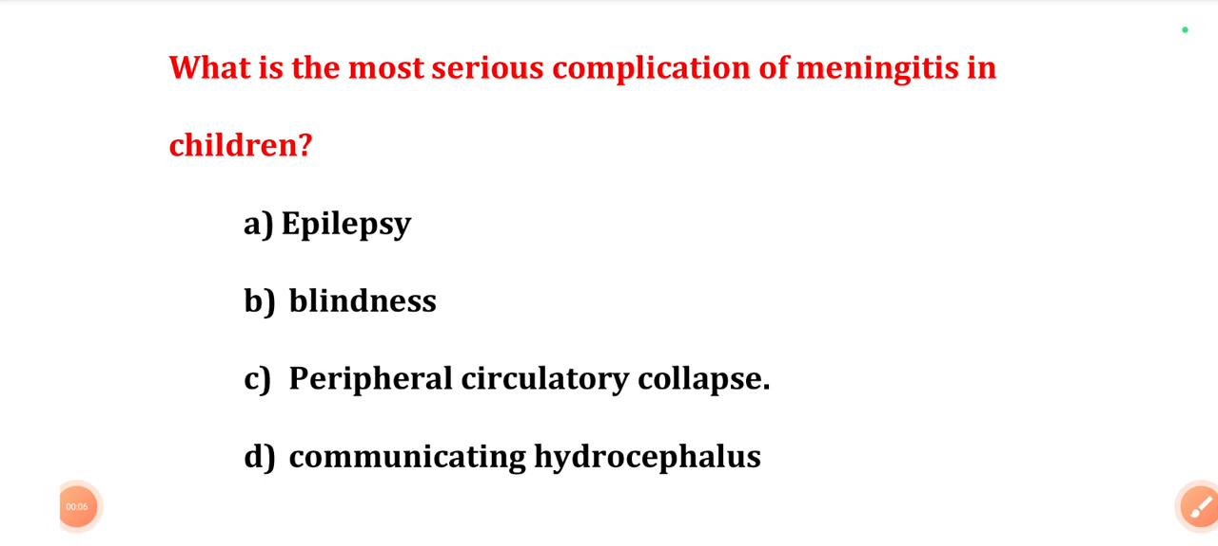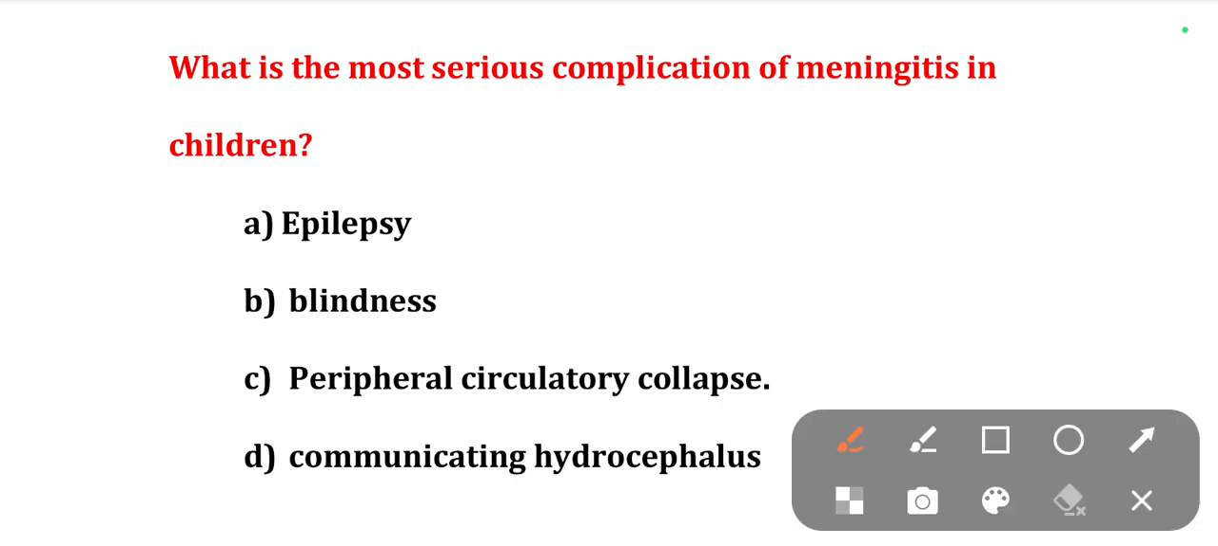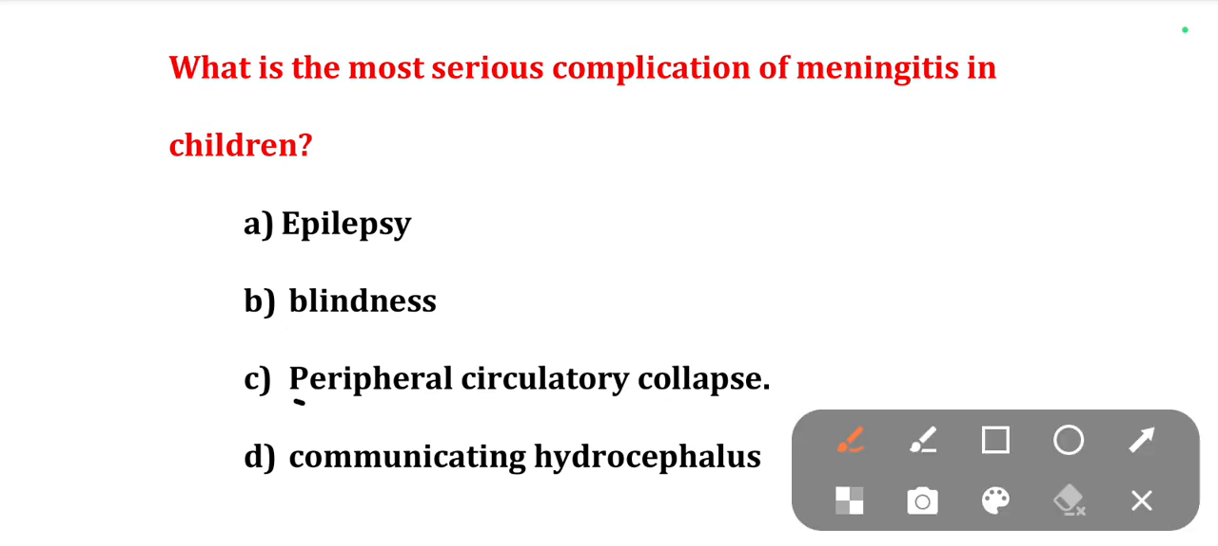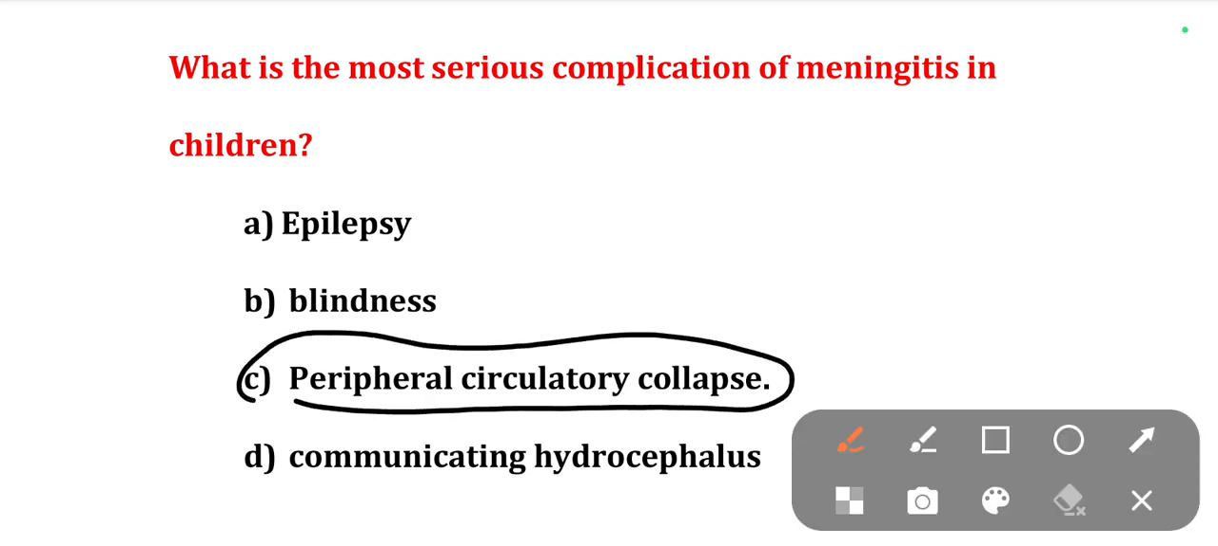Today we will see some of the basic important questions for upcoming staff nurse examinations in Telangana. So the first question is, what is the most serious complication of meningitis in children? Options are epilepsy, blindness, peripheral circulatory collapse, and communicating hydrocephalus. The right one is peripheral circulatory collapse. So the most serious complication of meningitis in children is peripheral circulatory collapse.